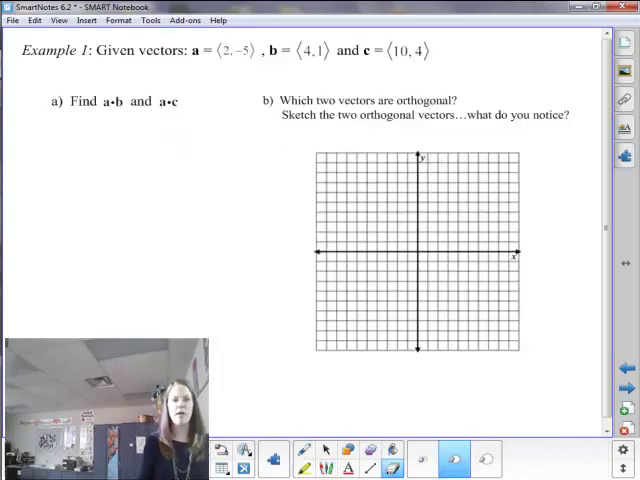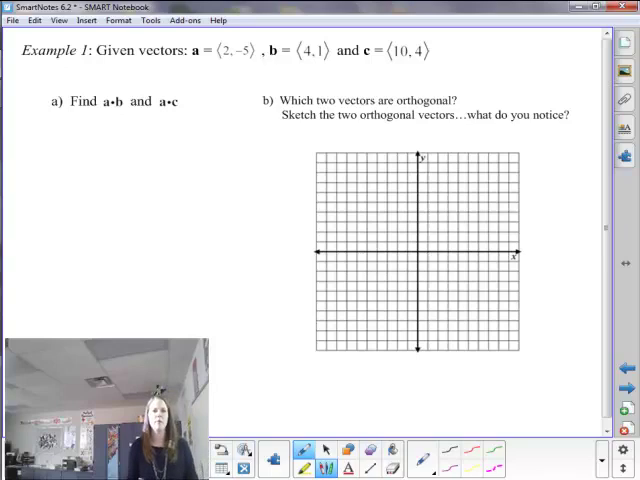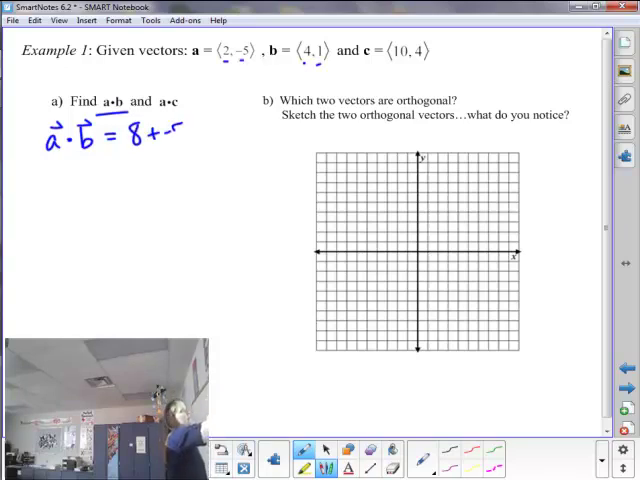So example 1, we've got three vectors A, B, and C, and we're ready to find a couple of dot products. So let's go with the first dot product. I'm going to do vector A times vector B, and all I need to do is multiply their horizontal components. 2 times 4 is 8. Their vertical components, negative 5 times 1 is negative 5, and if I take the sum, I get a 3. Simple as that. I found the dot product. Not using it for anything, just finding it right now.